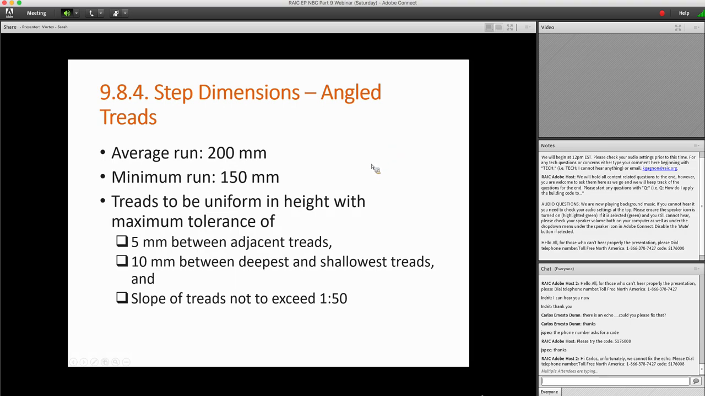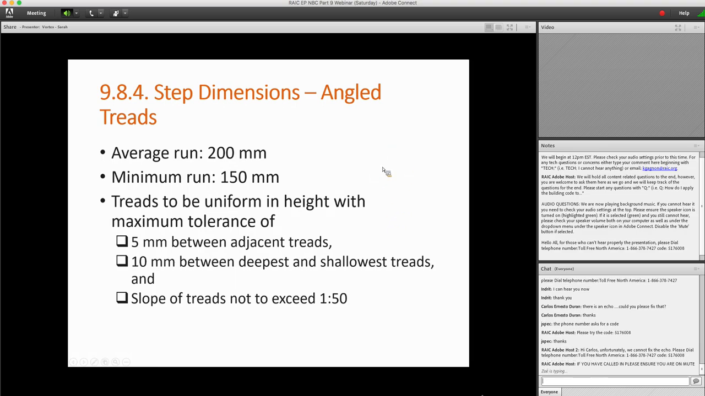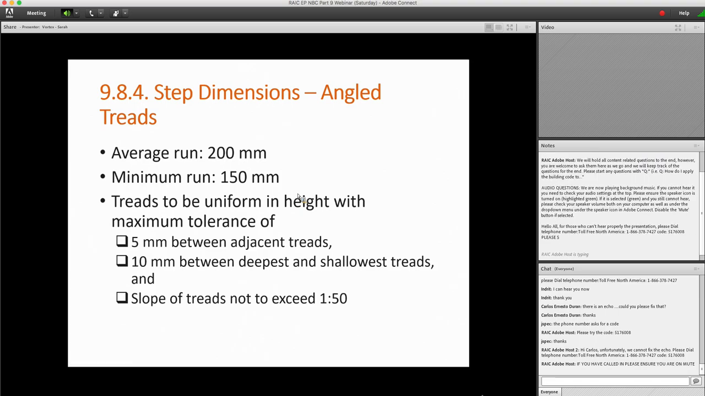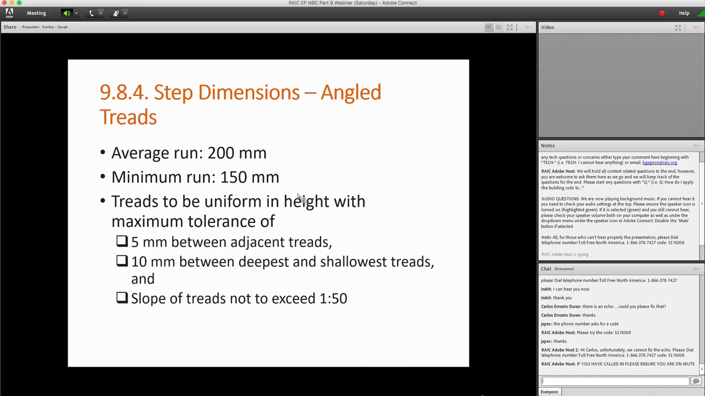For step dimensions, for angled treads, the average run is 200 millimeters, minimum 150, and treads are to be uniform in height. So there can't be any difference of 5 millimeters between adjacent treads and 10 millimeters between deepest and shallowest treads, with a slope of not more than 150. This allows someone traveling up and down a stair to not have a big change in difference from one tread to the next. And as you're walking down, you want to have a certain expectation of what your next step will be.